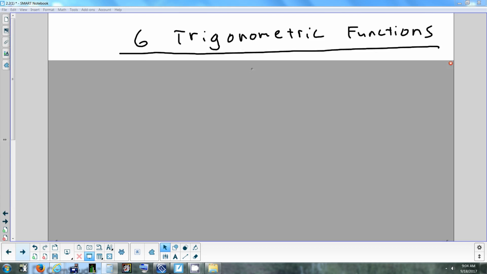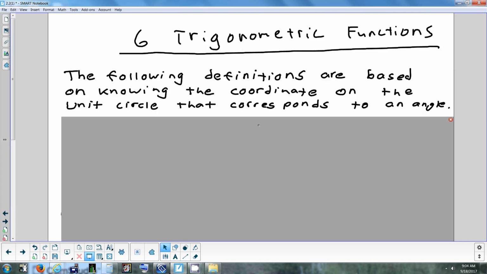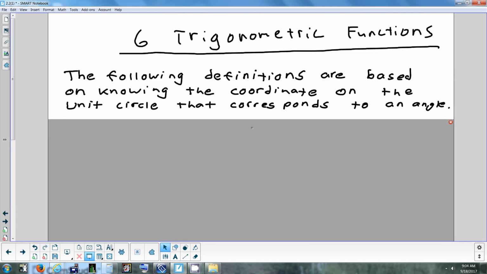All right, so next thing we're going to look at is the definitions of all 6 trig functions. Okay. So it's good to be able to get the coordinate. Okay, you've got to be able to get that x and y value. But then you have to know what to do with it. Okay, you have to plug it into a formula. So the following definitions I'm about to give you are based on figuring out that coordinate we just talked about. Okay, the coordinate that corresponds to an angle.